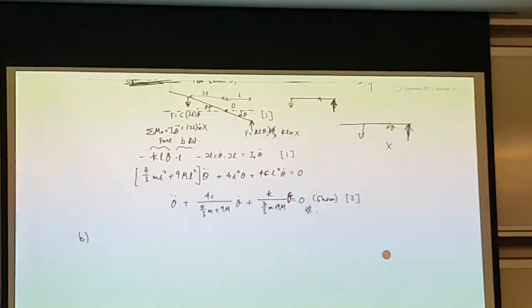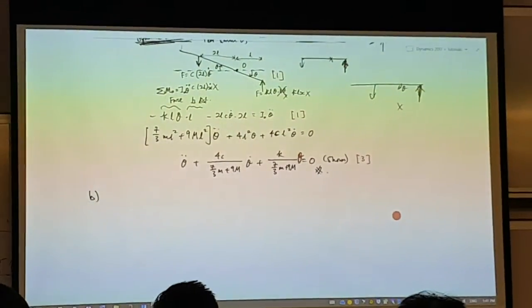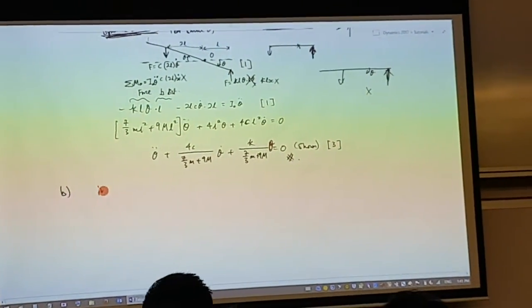So the next part says that there's an initial displacement of theta naught.